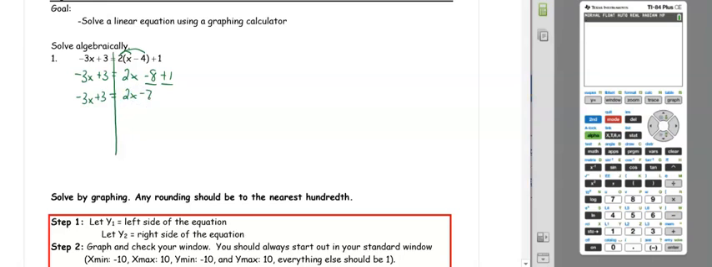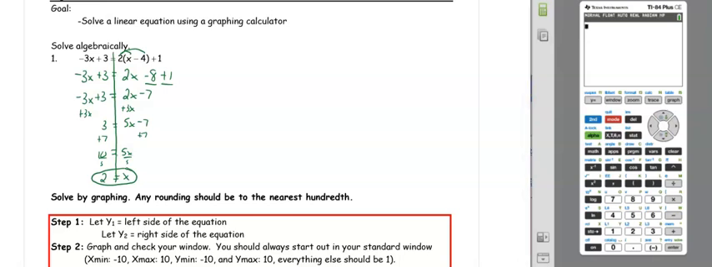I want to move the smaller variable, which in this case is the negative 3x. So I'm going to add 3x to both sides. 3 equals 5x minus 7. We can add 7 to both sides. 10 equals 5x. So our last step here would be to divide by 5 on both sides. So x is 2.